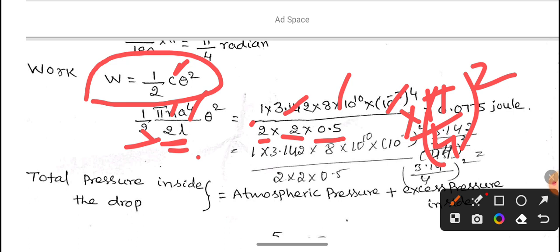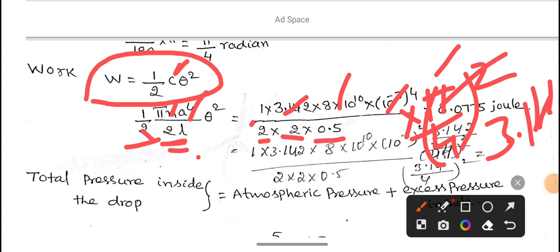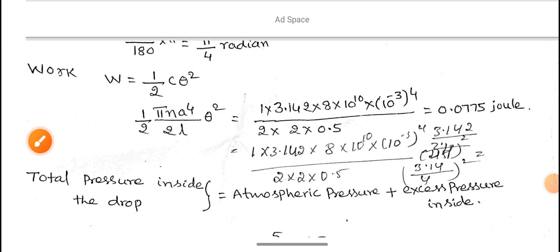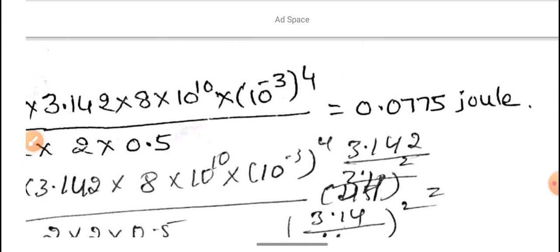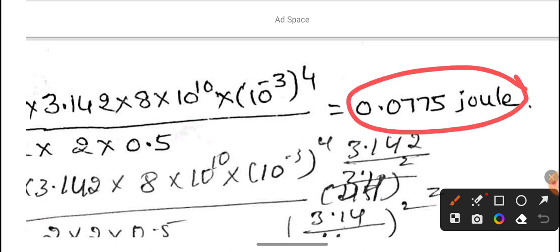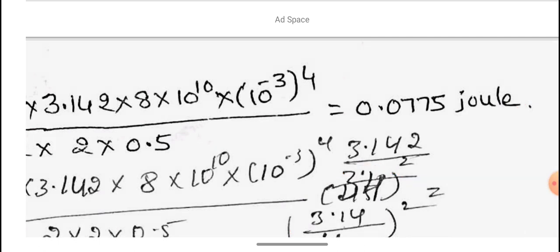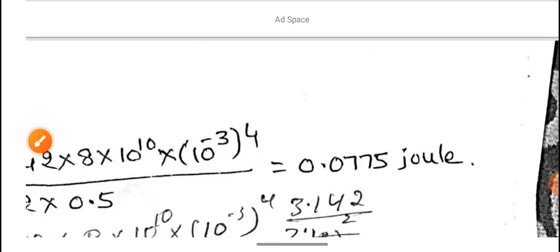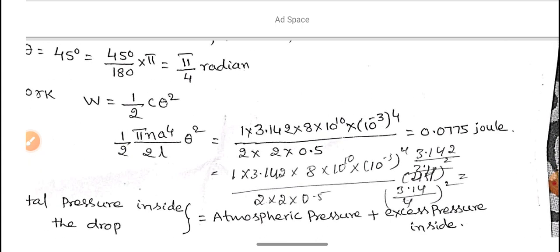So solve the equation and put these values. Here pi means not 180 degree, it is 3.142. So you get the value 0.0775 joule, which is the work. That's why its unit is joule.